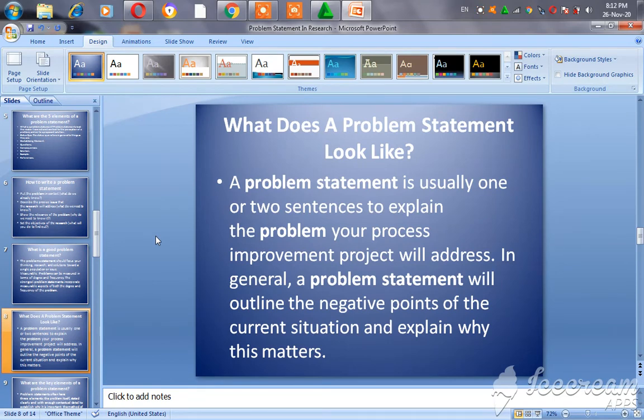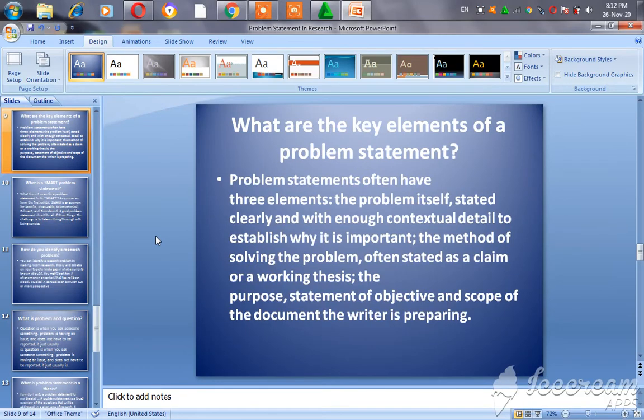What does a problem statement look like? A problem statement is usually 1 or 2 sentences that explain the problem your process improvement project will address. In general, a problem statement will outline the negative points of the current situation and explain why this matters. What are the key elements of the problem? Problem statements often have 3 elements. The problem itself, stated clearly with enough conceptual detail to show what is important. The method of solving the problem, often stated as a claim or a working thesis. And the purpose statement, the objective and scope of the document the writer is preparing.